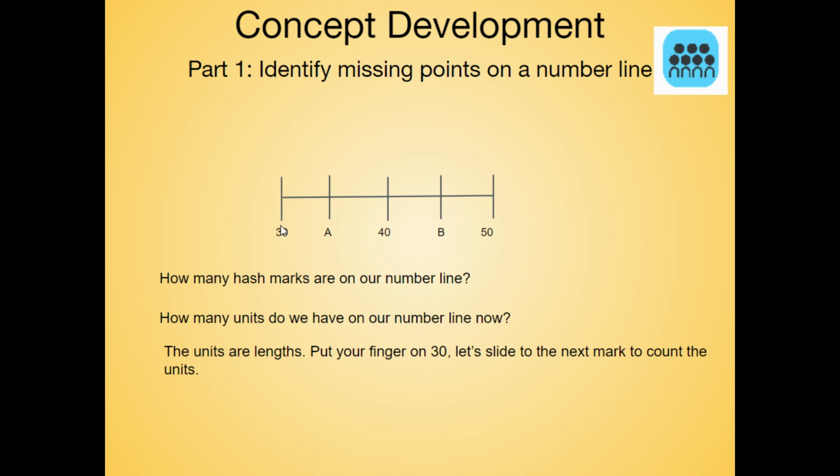So we're going to put our finger on 30. Let's slide it all the way down to the next mark and count the units. 35, 40, 45, 50. All right, so what is the value of point A and point B? Point A and point B.